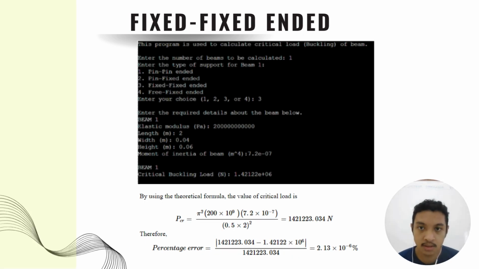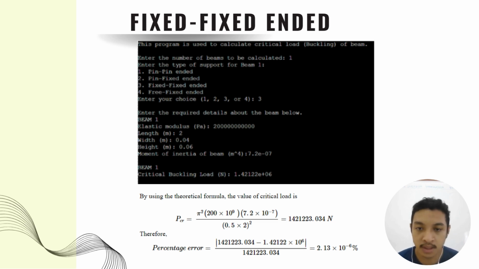So next is the fixed ended beam. Same as before, the elastic modulus, length, width and height are the same as the pin fixed ended beam, and the moment of inertia of the beam is also the same, which is 7.2 times 10 power of negative 7. For the critical buckling load PCR, it is 1.42122 times 10 power of 6 Newton.